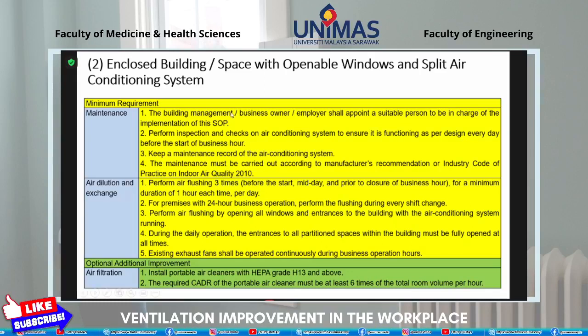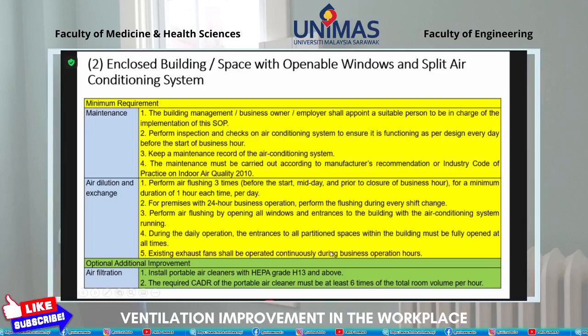So for premises with 24-hour business operation, again, they have to perform the flushing during every shift change. And how do they perform the air flushing? They don't have the outdoor air damper or exhaust air damper. They can perform the flushing by opening all windows and entrances to the building with the aircon system still running. Okay. And during the daily operation, the entrances to all partition spaces within the building must be fully open at all times. And if they have an exhaust fan, the exhaust fan should be continuously in operation during the business hours.